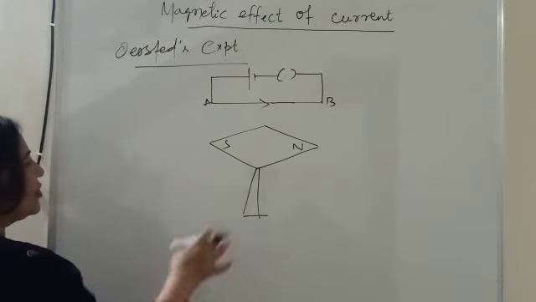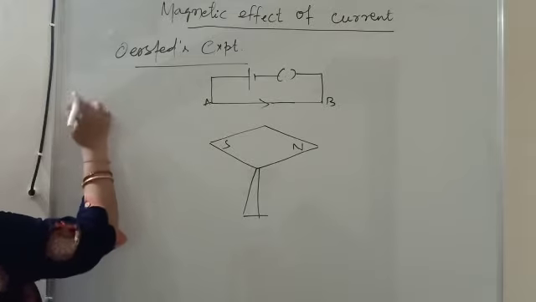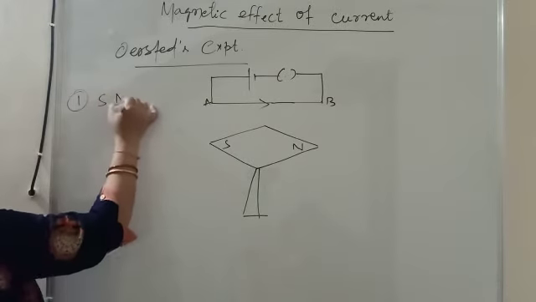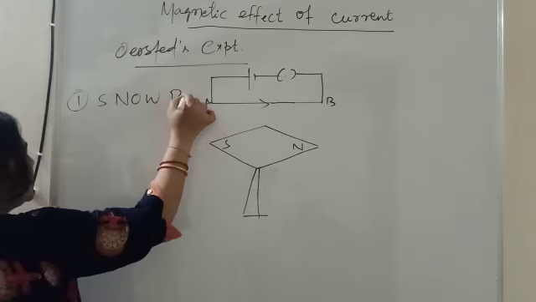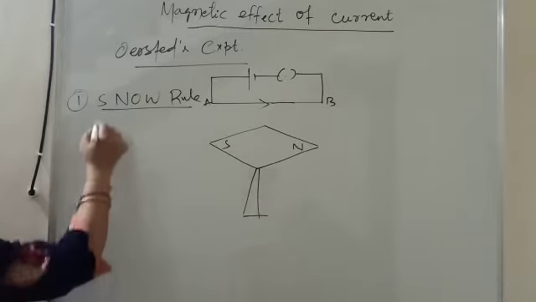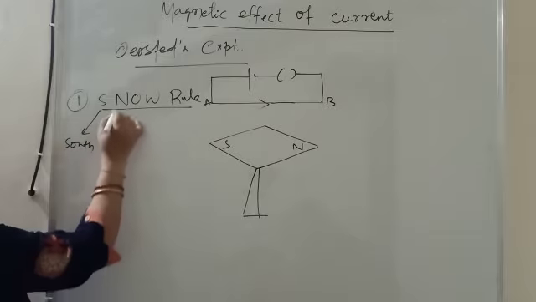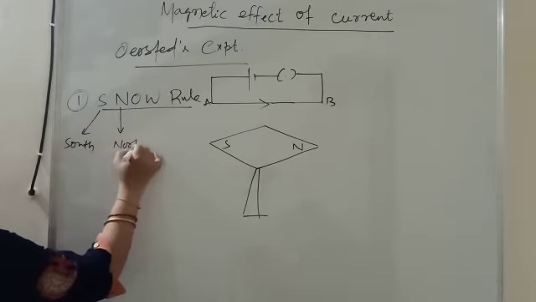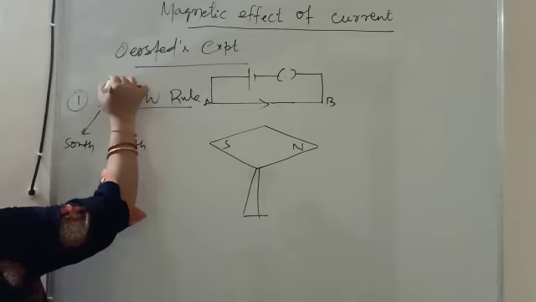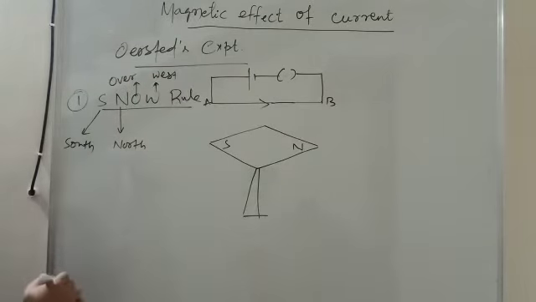To determine that, there are two different rules. One rule is called the SNOW rule. This is one of the rules to find out the direction in which the north pole of the needle will rotate, or get deflected. So here S stands for south, N stands for north, O stands for over, and W stands for west. Now look at how this rule is applicable in this case.